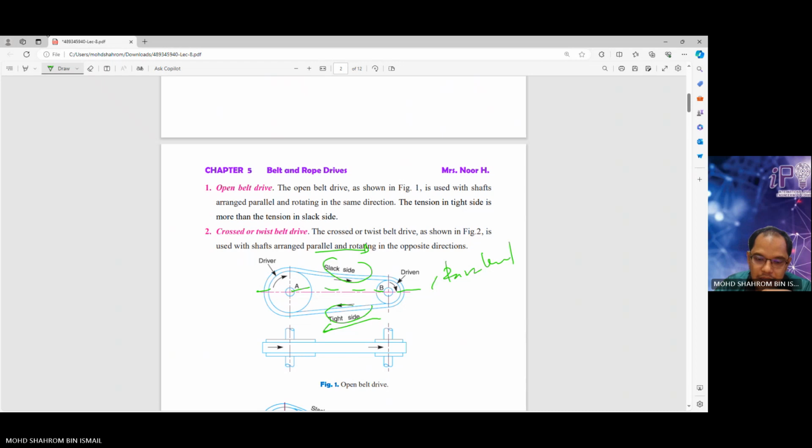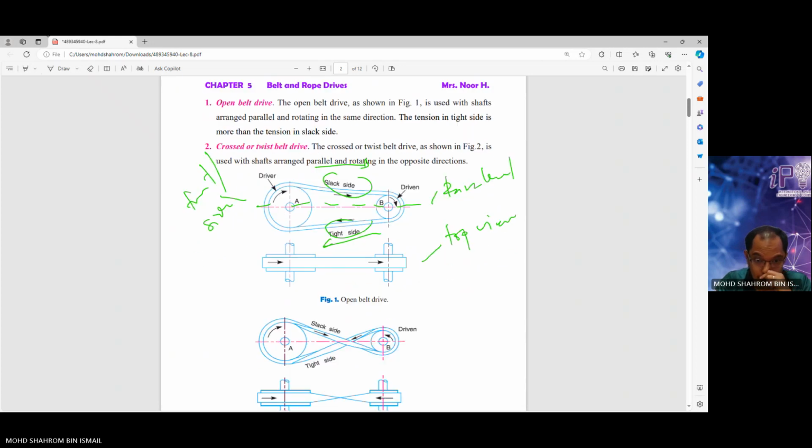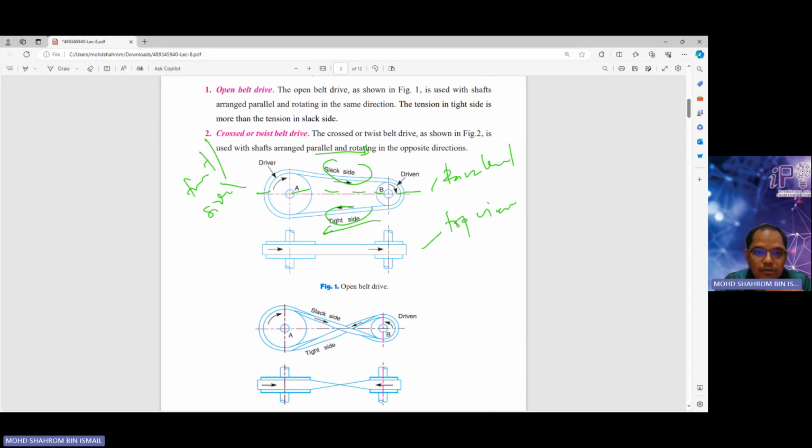Okay. This one is maybe the front or side view. While this gambar di bawah ni, the bottom one is the top view lah. Okay. Then we go to number 2.